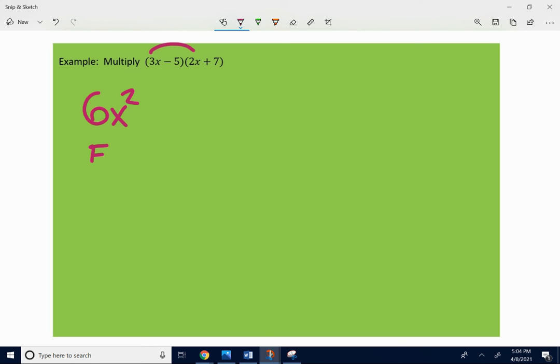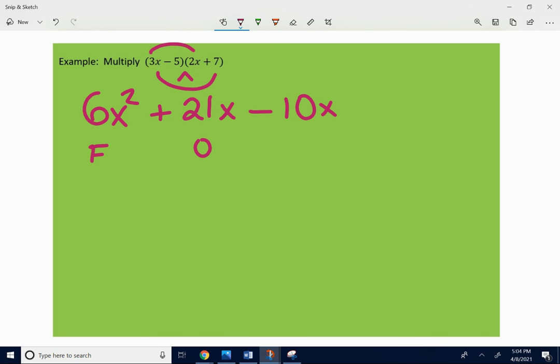Put the F there. Now the outside: I'm going to look at the positive 3x times the positive 7. 3x times 7 is a positive 21x. That's the outsides. Now the insides, negative 5 times 2x. Remember, treat that subtraction as a negative. Negative 5 times 2x is negative 10x.